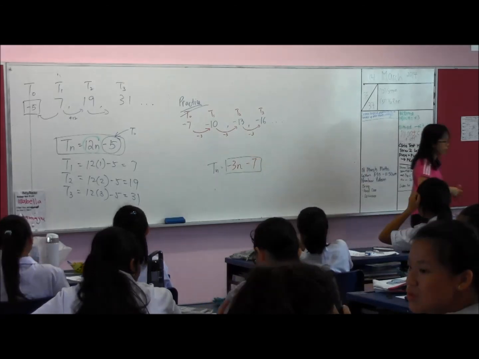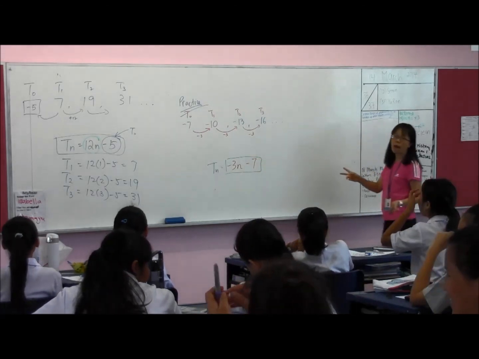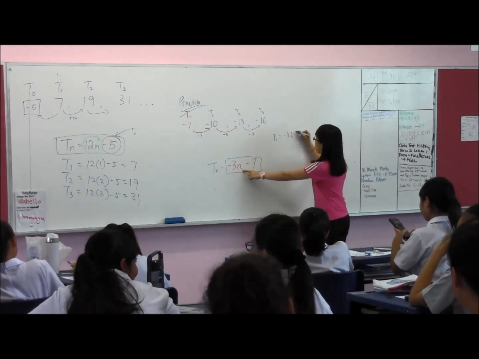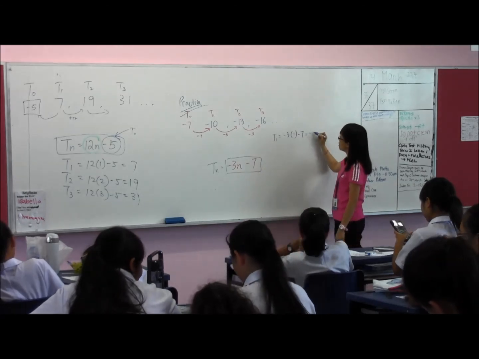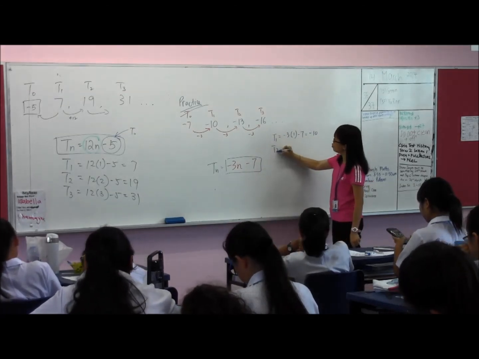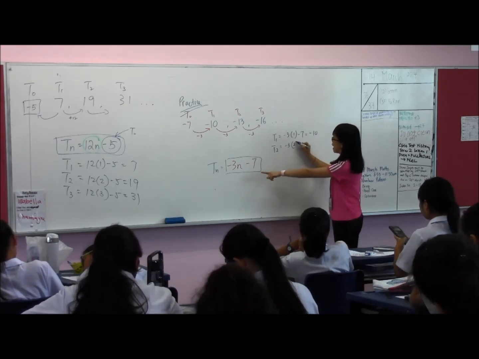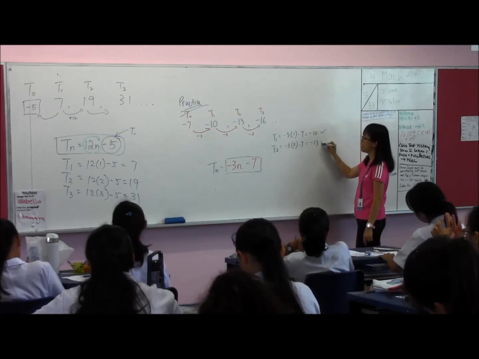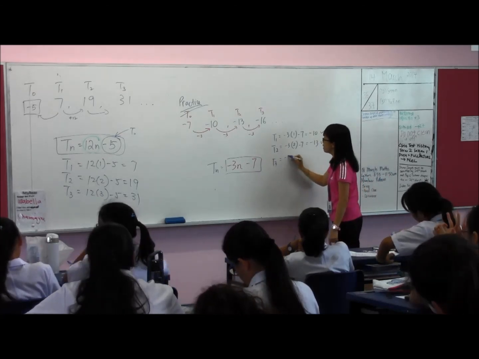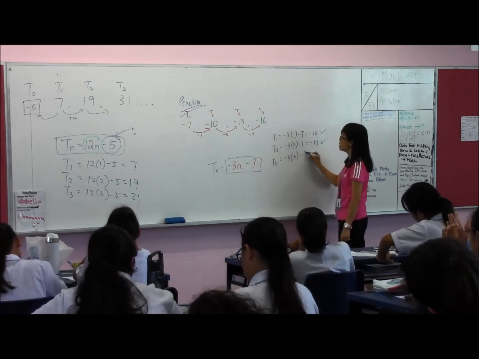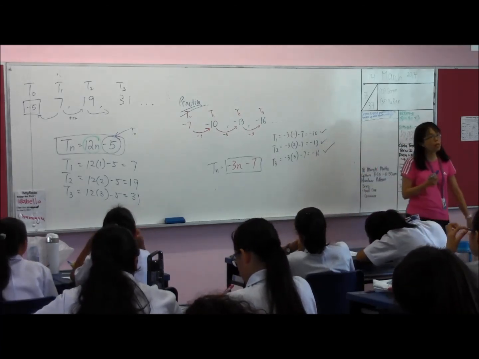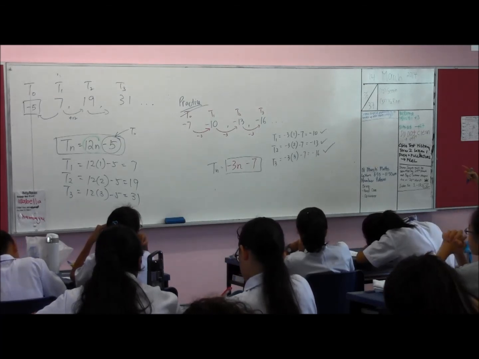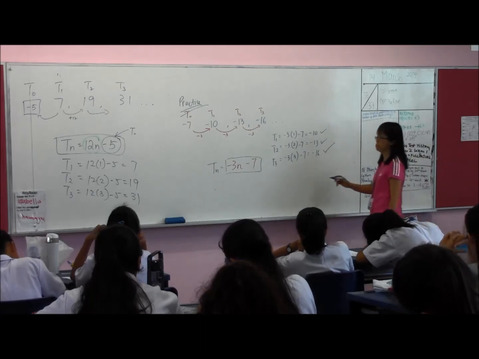So you can always check whether this general term is correct or wrong. T1 will be minus 3 times 1 minus 7, so it will be minus 10, correct? T2: minus 3 times 2, minus 7, so minus 6 minus 7, minus 13, also correct. T3: minus 3 times 3, minus 9, minus 7. So once you check about 3 or 4 terms and the formula works, that means this general term is correct.